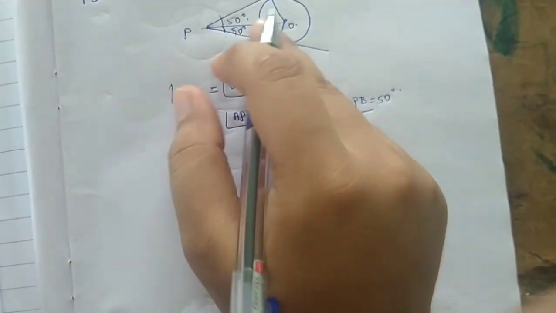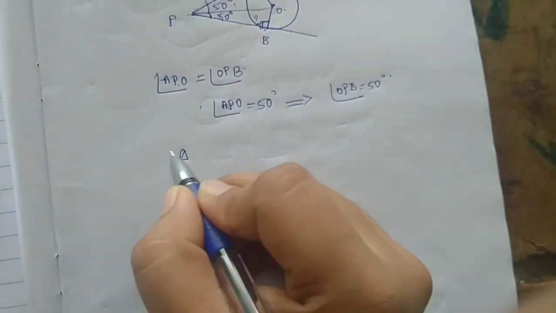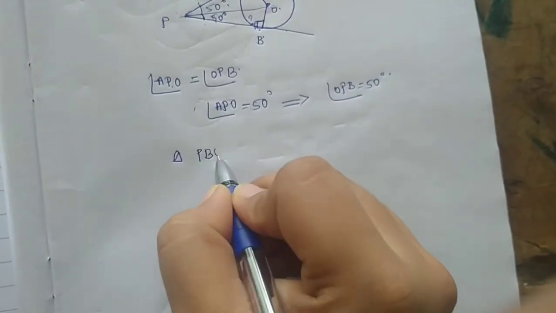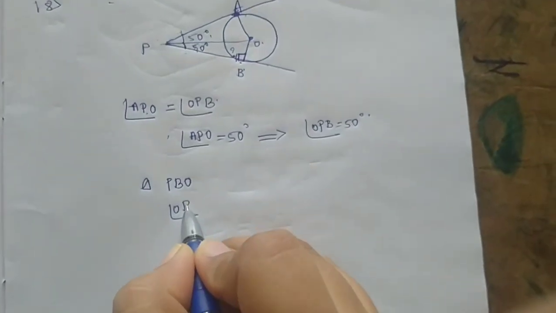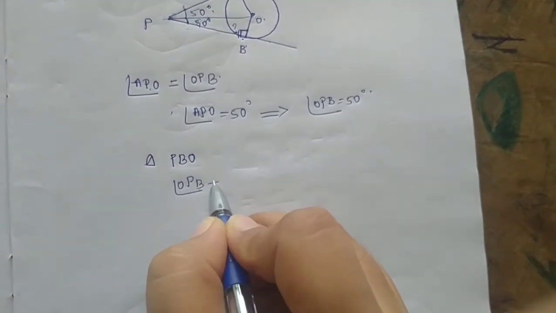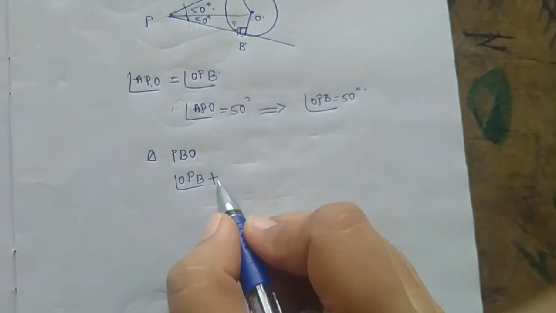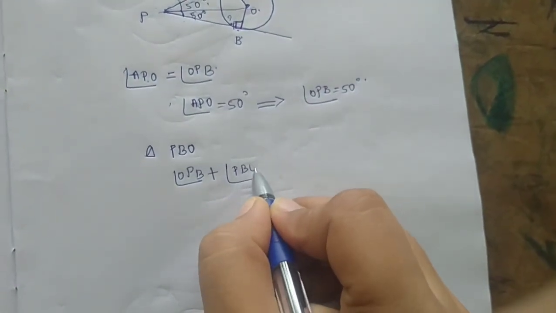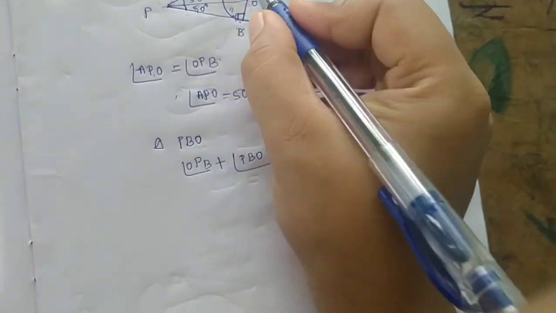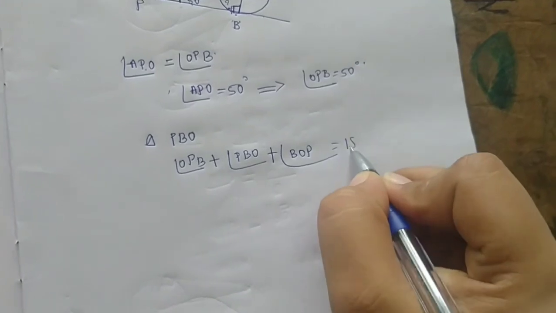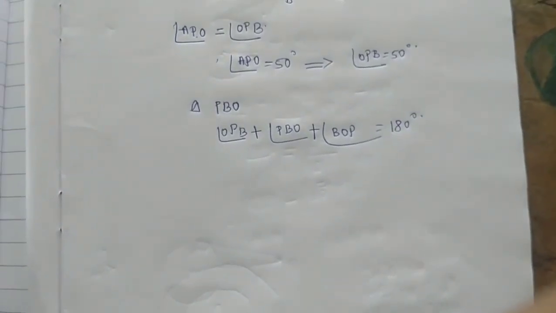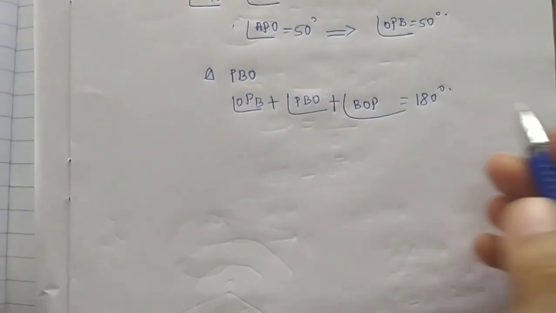Now consider this triangle. In triangle PBO, angle OPB plus angle PBO plus angle BOP equals 180 degrees, because of the angle sum property of a triangle.